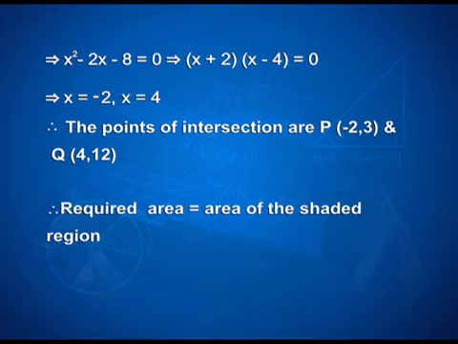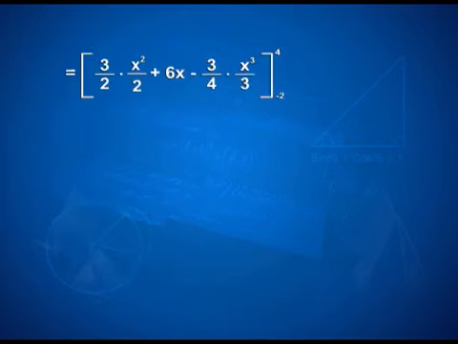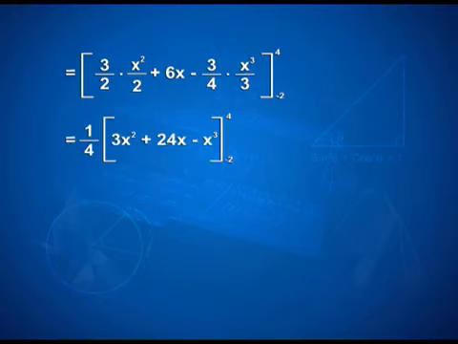Therefore, the required area is equal to the area of the shaded region, that is given by the integral from minus 2 to 4 of (3x plus 12) upon 2 minus 3 upon 4 x square dx, that is equal to 3 upon 2 into (x square upon 2 plus 6x) minus 3 upon 4 into x cube upon 3 with limits minus 2 and 4. That gives 1 upon 4 into (3x square plus 24x minus x cube) with limits minus 2 and 4.